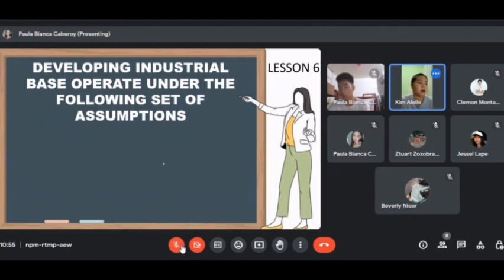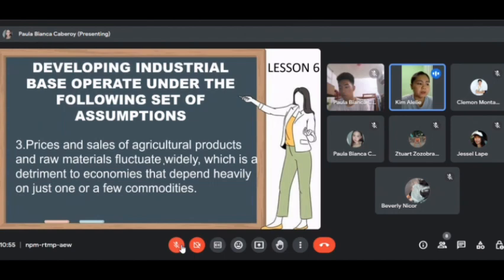Third is prices and sales of agricultural products and raw materials fluctuate widely, which is detrimental to economies that depend heavily on just one or a few commodities. This means that when the price and sales of agricultural products and raw materials experience significant and unpredictable fluctuation, it can have a harmful effect on economies that rely heavily on just one or few of these commodities as their main source of income.